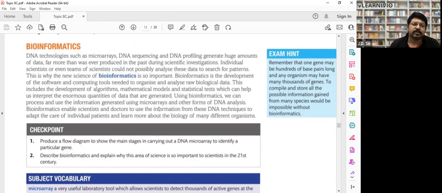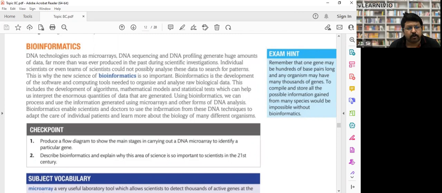DNA technologies such as microarray, DNA sequencing, and DNA profiling generate a huge amount of data, more than was ever produced in the past during scientific investigation. Individual scientists or even teams of scientists could not possibly analyze this data to search for patterns. This is why a new science of bioinformatics is so important.